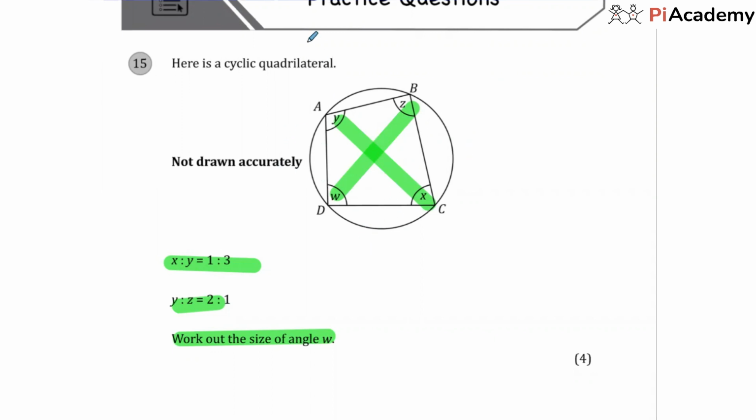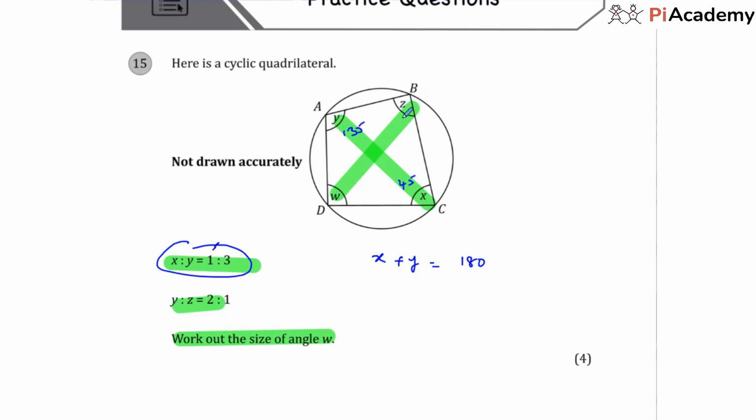See, understand this. Because this is a cyclic quadrilateral, opposite angles sum to 180 degrees. So x plus y is 180 degrees, okay? You divide 180 by 4, because x is to y is 1 is to 3. So one part is 45, so x is 45, and y would be 135.